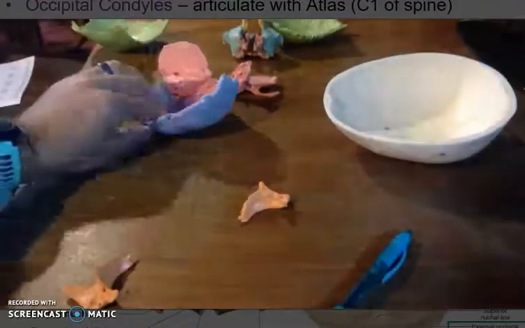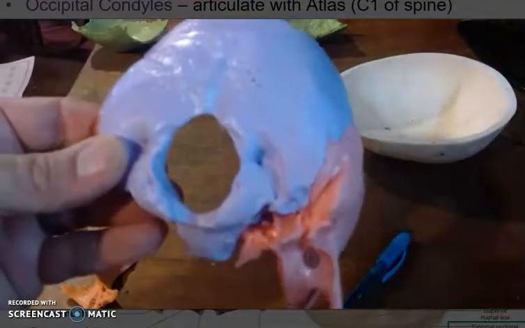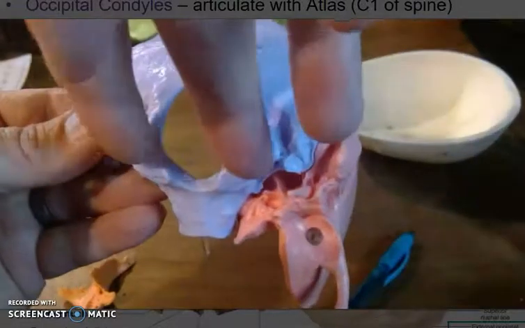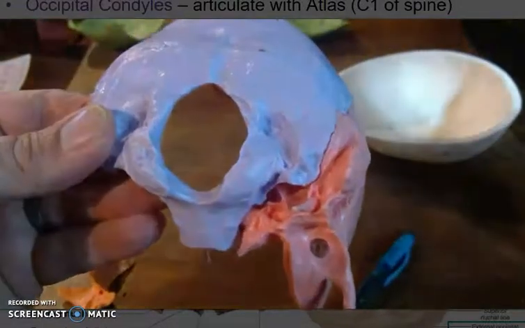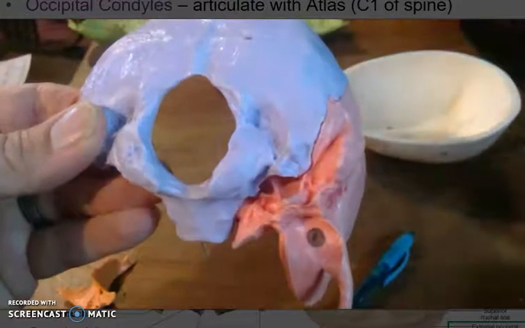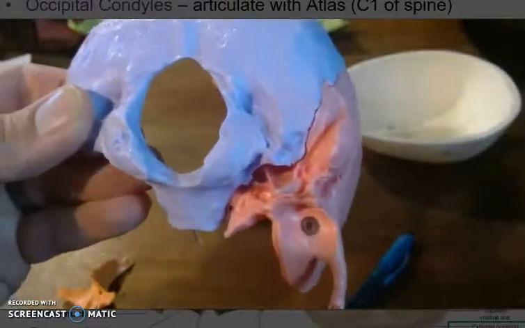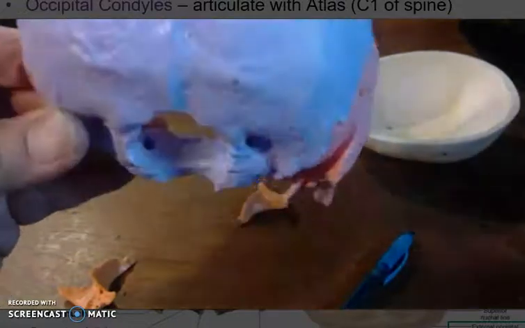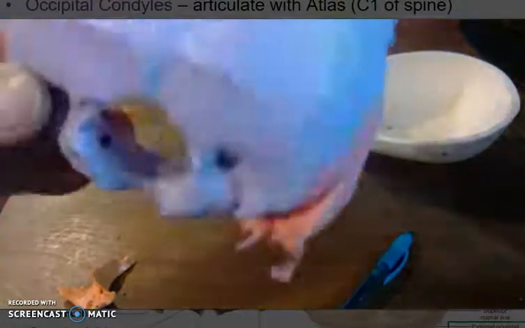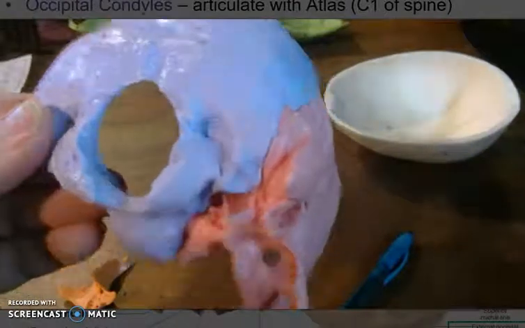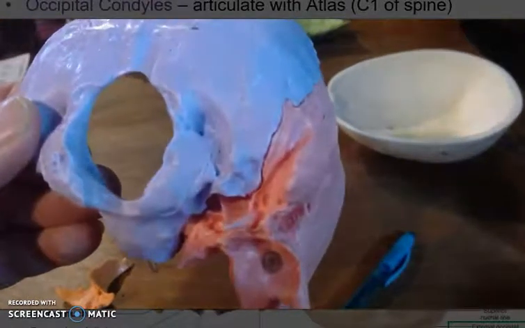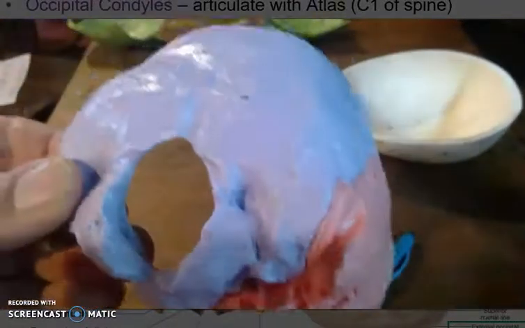Bone is the occipital bone. Right here, we have paired round structures called condyles. And remember, condyles always travel in pairs. They're going to articulate with the atlas bone, and it actually forms a joint that lets you nod yes. It's called a condylar joint. This is a big hole. It's a foramen. It's humongous, so it's called the foramen magnum.